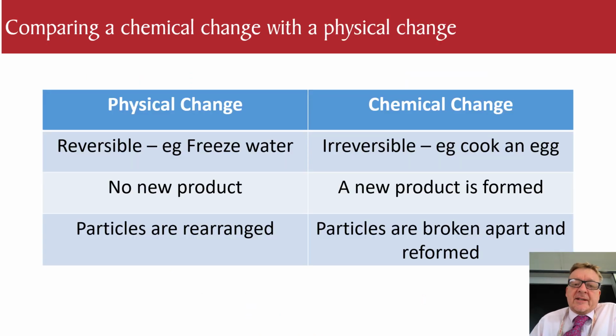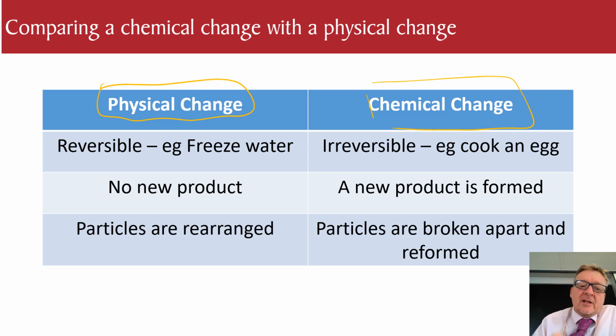Now, comparing a chemical change with a physical change. When you say compare, you deal with each row at a time. A physical change is reversible. For example, freezing water: you can freeze water, you can melt it. Irreversible means it's cooked and chemically changed. You've got a raw egg, you cook it, the clearish bit becomes white, and that means there's been a chemical change. But it is irreversible, which means you can't take it back again.